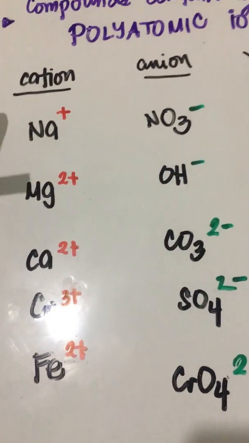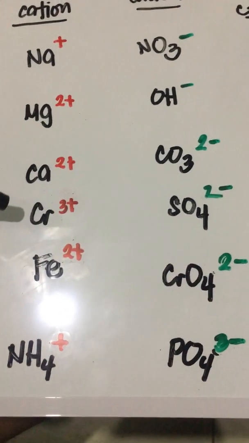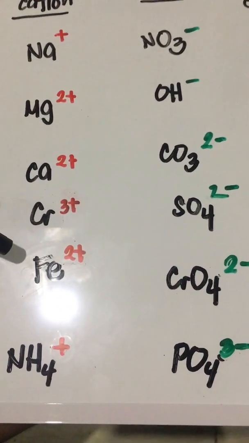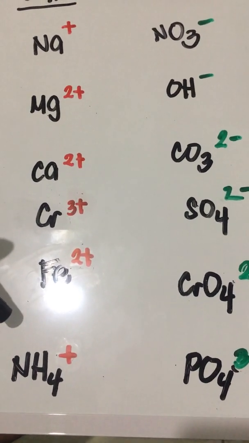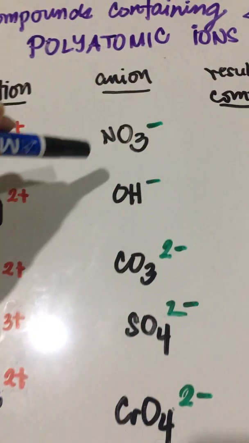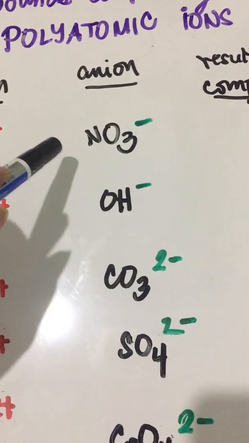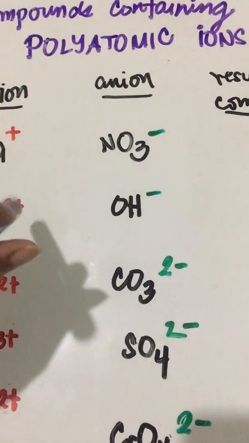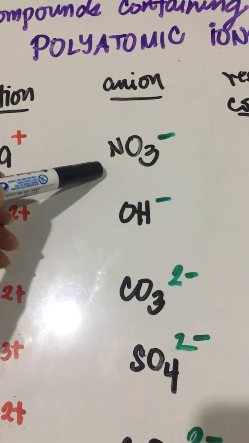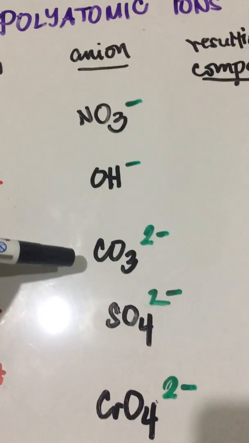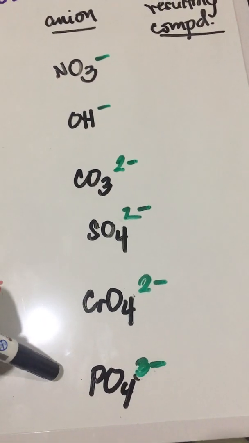So you have here sodium, magnesium, calcium 2 plus, then Cr3 plus and Fe2 plus. We also have here the ammonium ion, which is a polyatomic cation. Now on the right side, we have the anions, the polyatomic anions. So if you refer to your list, you will know the names of these anions. So this is your nitrate ion, the hydroxide, carbonate, sulfate, chromate, and the phosphate ion.